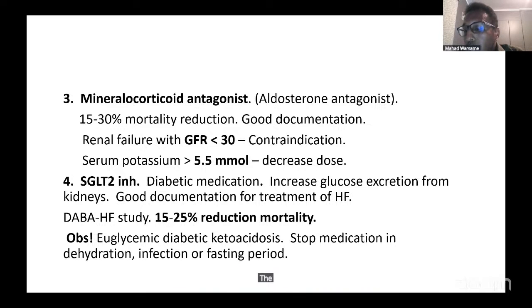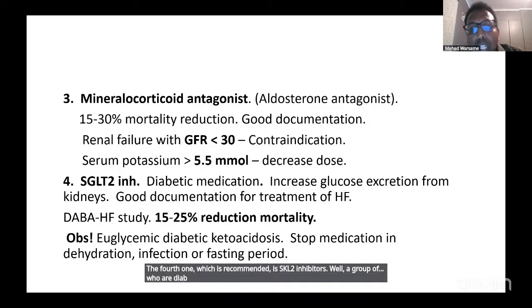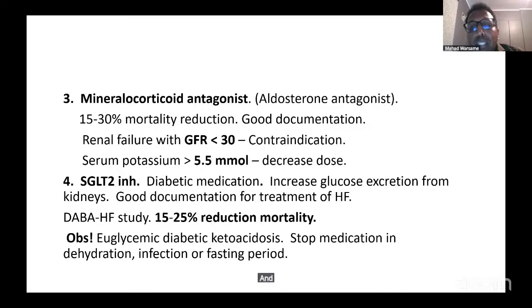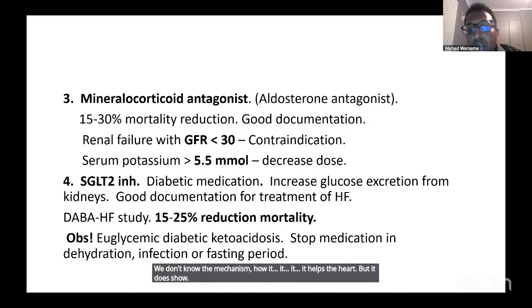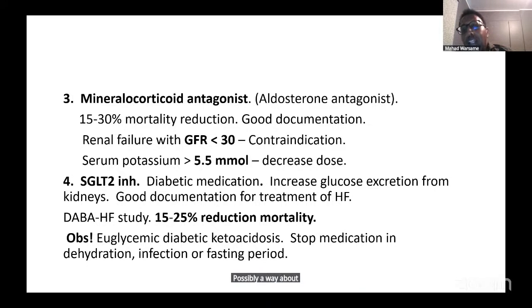The fourth one, which is recommended, is SGLT2 inhibitors. It is a group of diabetic medication, but it showed in studies it has a very good effect on the heart, and it reduces mortality in heart failure patients by 15 to 25%. We don't know the mechanism of how it helps the heart, but it does show possibly it has a diuretic effect and it has a direct effect on the heart myocardium.